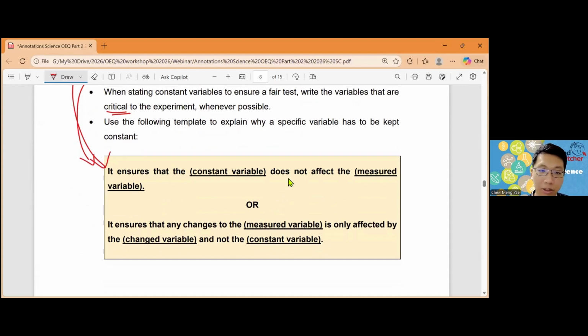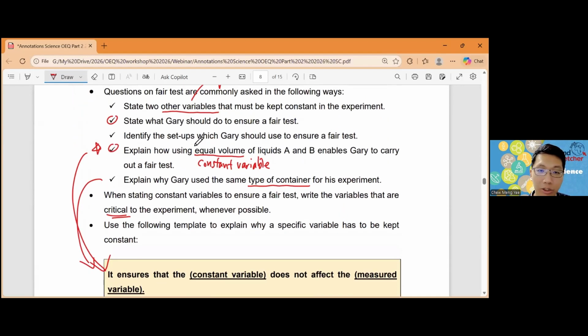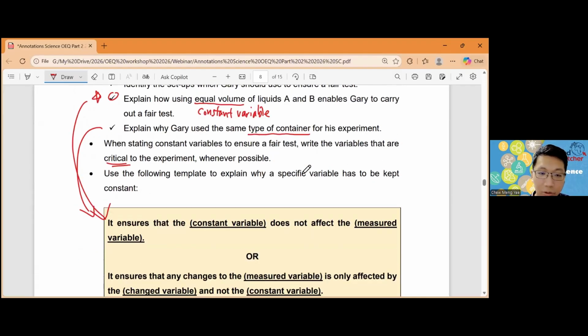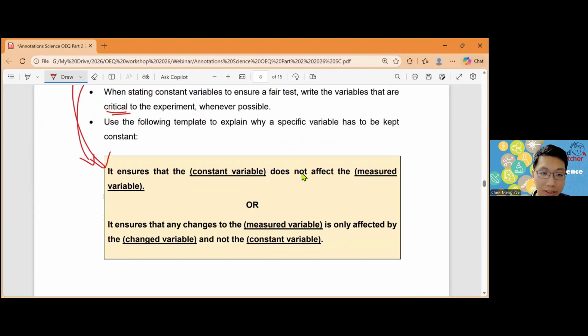All right. Now, if you are asked such a question, why do they keep this the same, keep that the same in your fair test? You have to phrase it in this way. This is the template that we would like to share with you all. It ensures that the constant variable does not affect the measured variable.